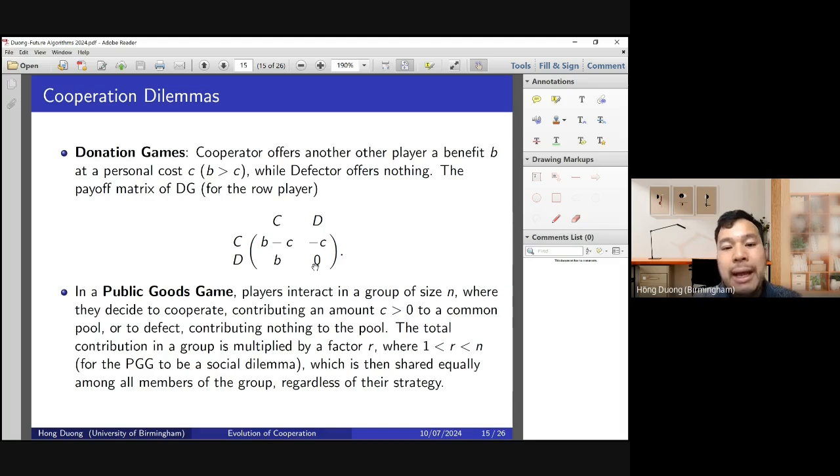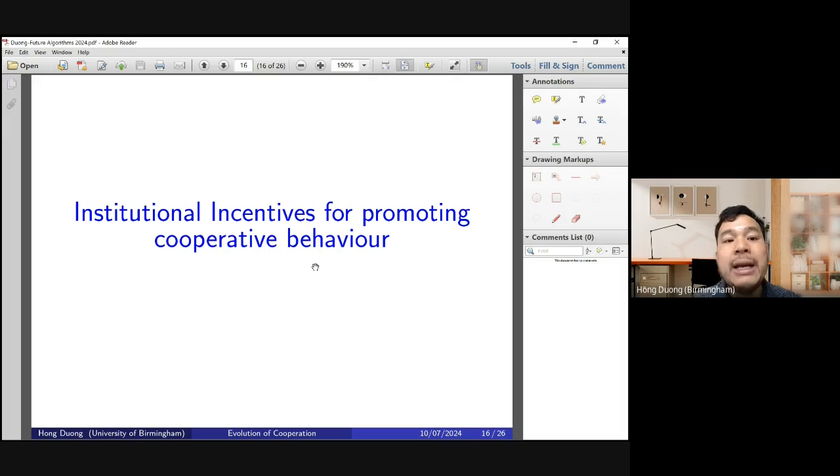You see that in both games, it is always better to defect, because you do not contribute anything, but you get some benefit from cooperators. These are typical examples to show that cooperation is not free. There must be some mechanism to support cooperation, and that is what we study. We study one mechanism, which is institutional incentive.